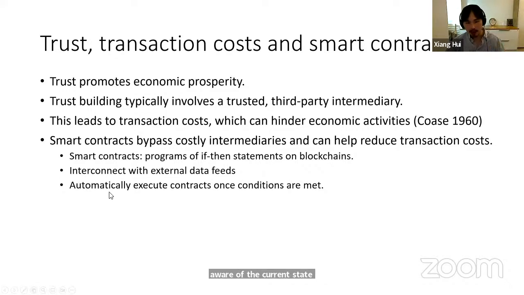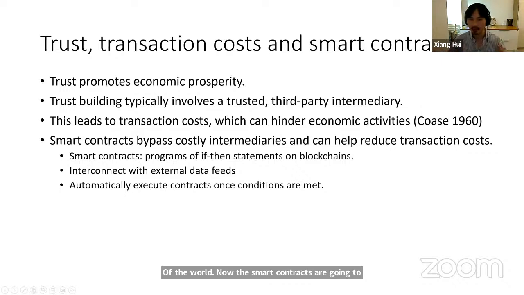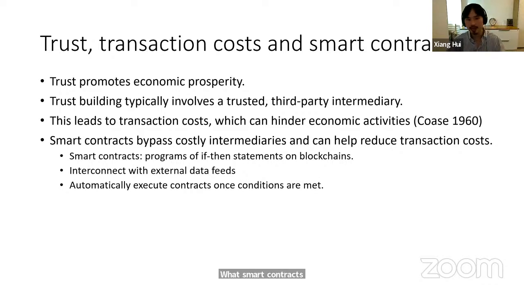Now, the smart contracts are going to automatically execute the then statement, right? The contract once some pre-agreed conditions have been met. Okay? So that's in a nutshell what smart contracts do. Well, you can already see from this description that, since the contract execution is done programmatically, there isn't a need for an intermediary, at least in principle, when we use smart contracts, right?